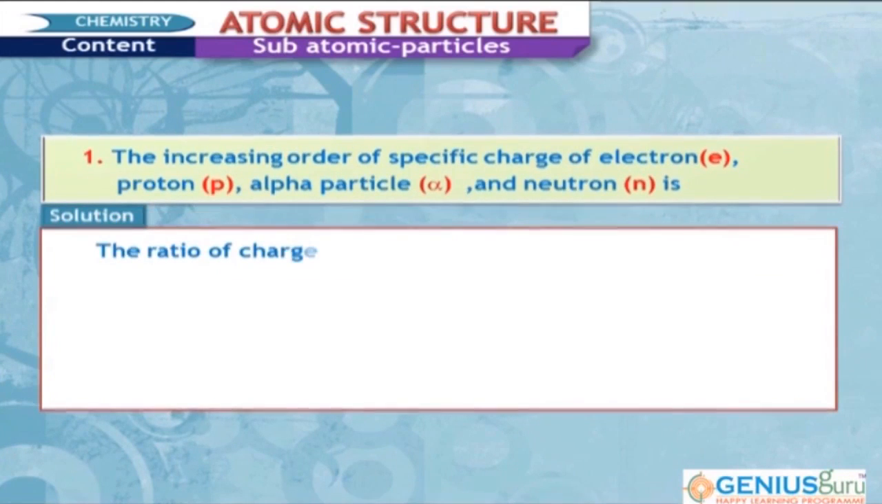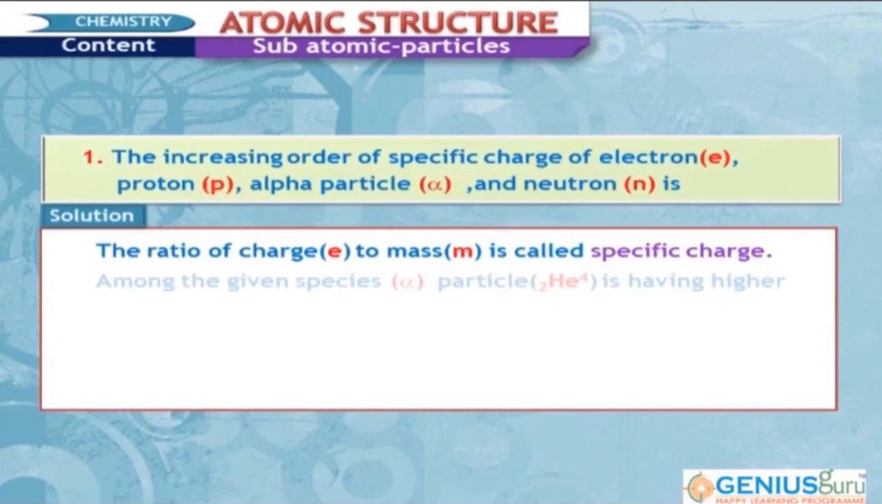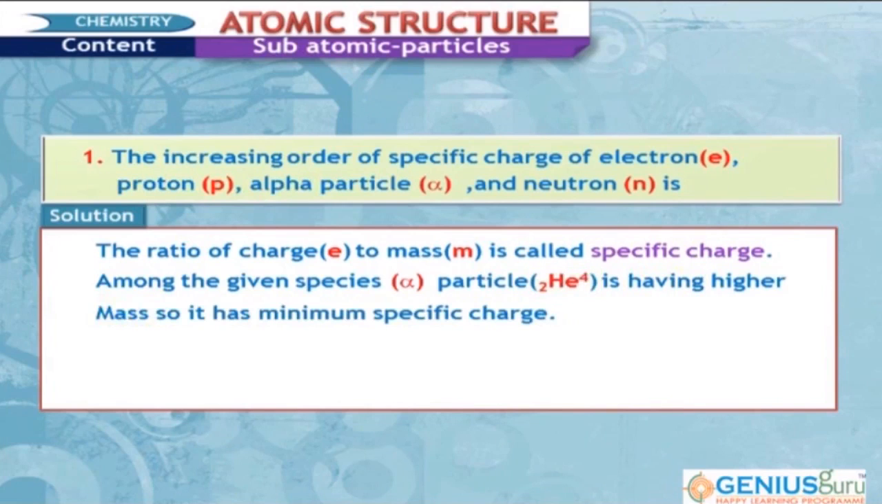The ratio of charge to mass is called the specific charge, as I already mentioned. Among the given species, the alpha particle, represented as 2He4, has the highest mass. The alpha particle has higher mass, so it has a minimum specific charge. You know, this specific charge is e/m. When mass is higher, it has less specific charge.